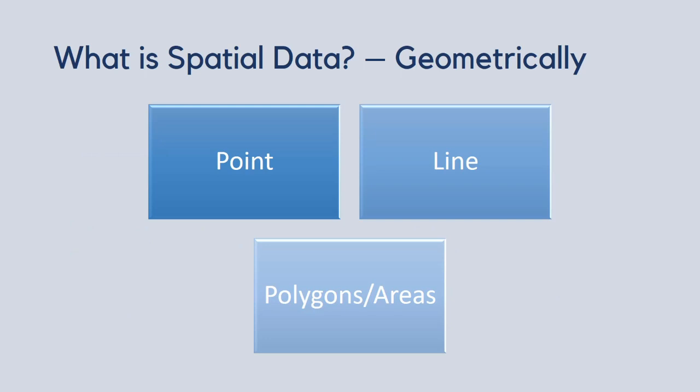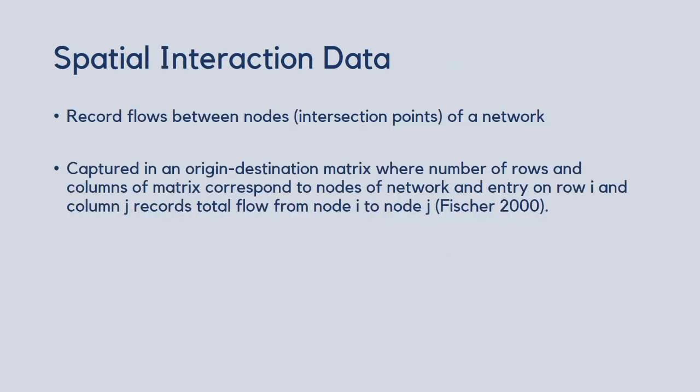So, what is spatial data? Okay, geometrically speaking, the spatial data refer to either points, lines, or polygons, or the areas. The spatial interaction data record flows between the nodes or the intersection points of a network. These data are captured in an origin-destination matrix where the number of rows and columns of the matrix correspond to the nodes of the network, and the entry on row I and column J records the total flow from node I to node J.